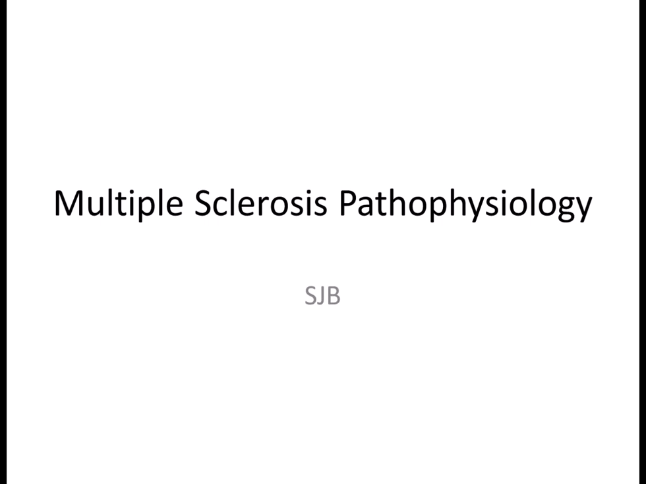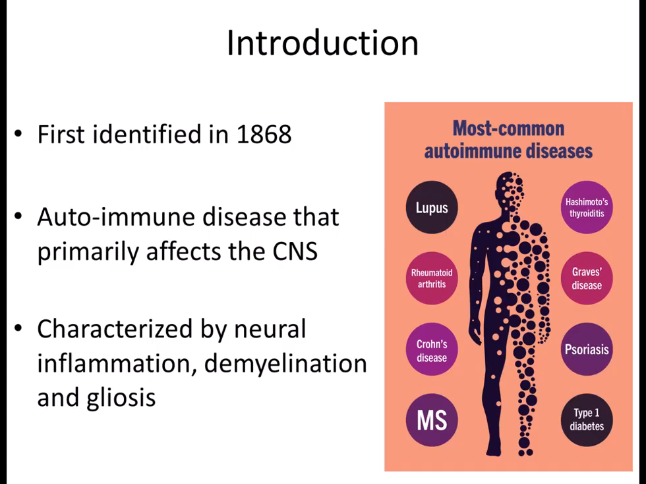This slide's presentation will provide an overview of the pathophysiology for multiple sclerosis. Multiple sclerosis was first identified in 1868. It is an autoimmune disease that primarily affects the central nervous system, and it's characterized by neural inflammation, demyelination, and gliosis. And as you can see by looking at the picture on the right-hand side of the slide, MS is one of the most common autoimmune diseases.